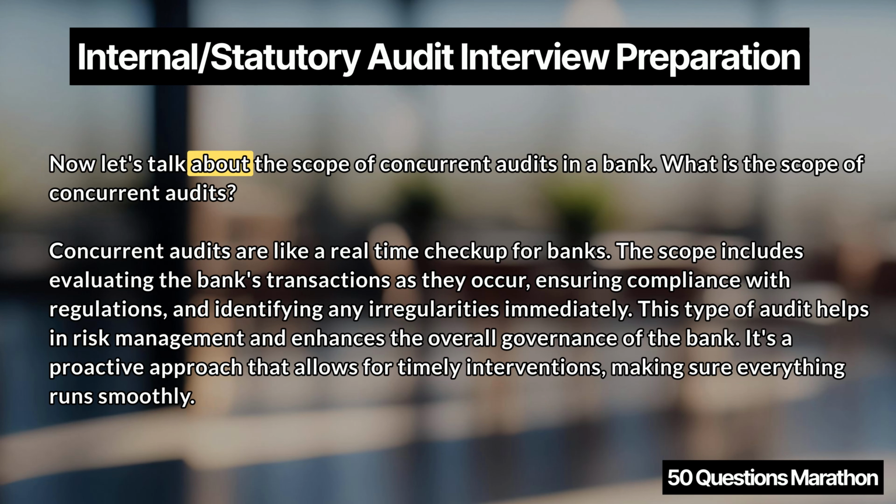Now, let's talk about the scope of concurrent audits in a bank. What is the scope of concurrent audits? Concurrent audits are like a real-time checkup for banks. The scope includes evaluating the bank's transactions as they occur, ensuring compliance with regulations, and identifying any irregularities immediately. This type of audit helps in risk management and enhances the overall governance of the bank. It's a proactive approach that allows for timely interventions, making sure everything runs smoothly.